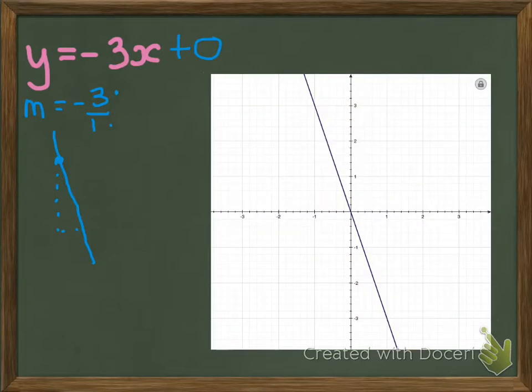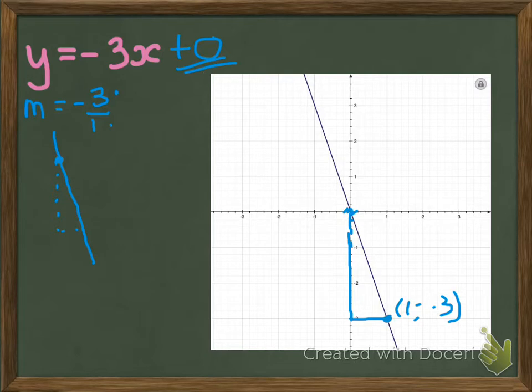Okay, so you can see my picture. So remember, it was plus 0, so we're going to start at 0. My gradient was minus 3 over 1, so I'm going to go down 3, forward 1, and you'll see I land up at the point 1, negative 3, and draw my lines through that point. Obviously, again, if you don't want to use your gradient method, you could just substitute in an x value.